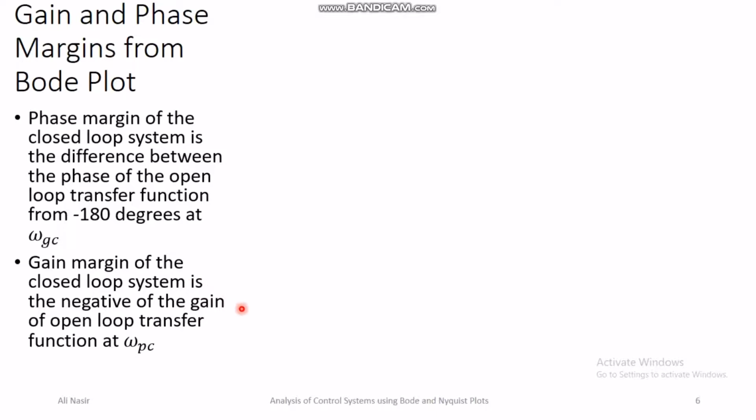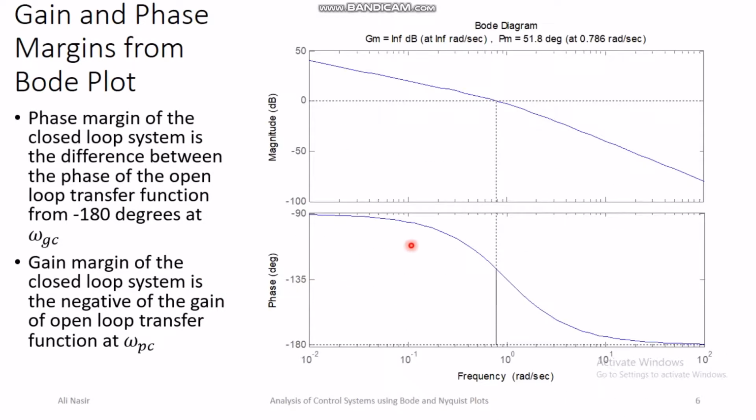So we look at the Bode plot. You can see here that this is the gain crossover frequency. At the gain crossover frequency, we look at the phase of the system, and you see that the gain crossover frequency is 0.786 radian per second, and at the gain crossover frequency the phase margin is 51.8 degrees. So there is a 51.8 degree difference between the phase at gain crossover frequency and minus 180 degrees.